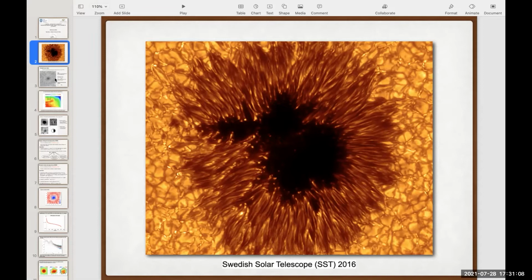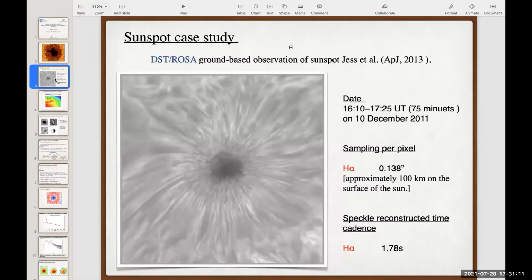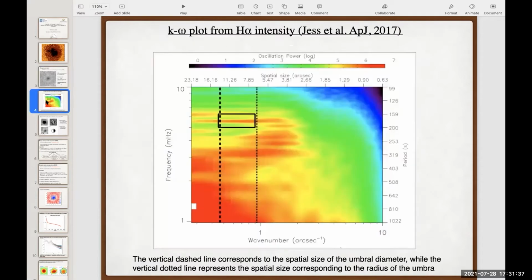Okay, there is a case study, the sunspot case study. The data was observed in 2011 over a time period of about 75 minutes, with a spatial sampling of approximately 100 kilometers on the surface of the Sun, and a time cadence of about 1.78 seconds. This data set was analyzed in 2017 by David Jess and his group by applying a Fourier filtering on the spatial and the temporal domain at the same time.